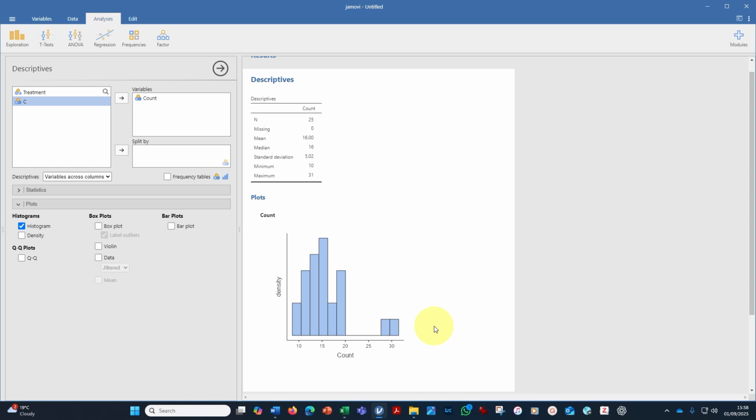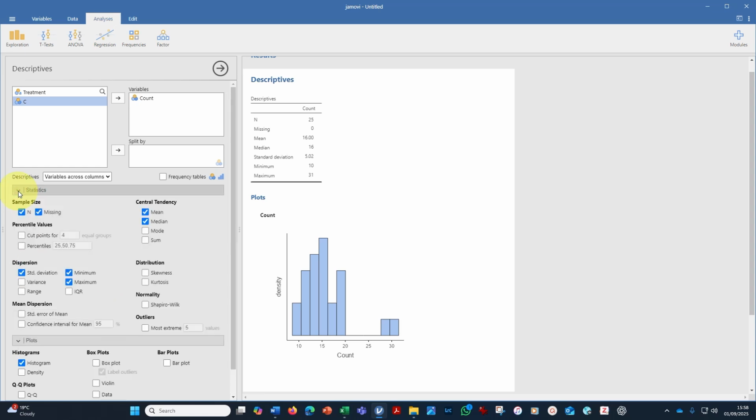So that's our histogram. The other ones we're going to look at are in the statistics section. So let's have a look there. The second of the tests, we're going to look at skewness, which is what we just talked about. I put a tick in skewness, and it gives us a value of 1.57, and a standard error of the skewness of 0.46.